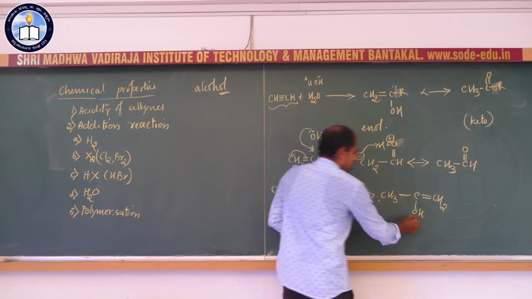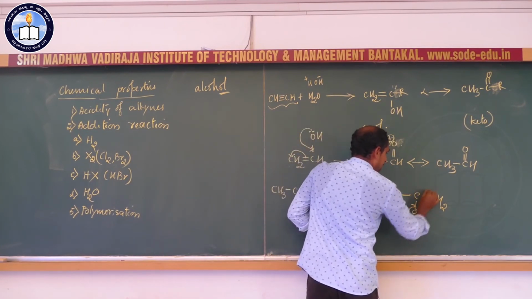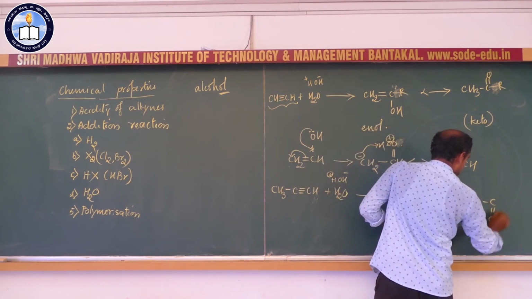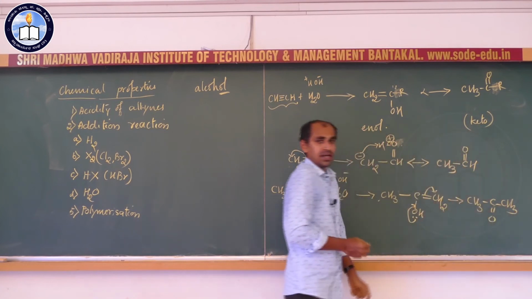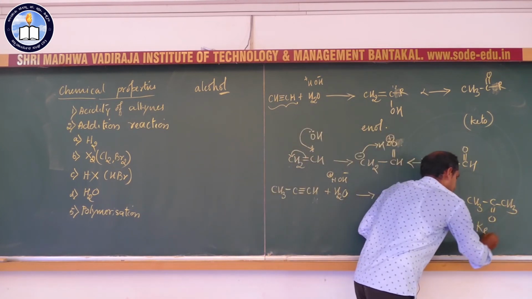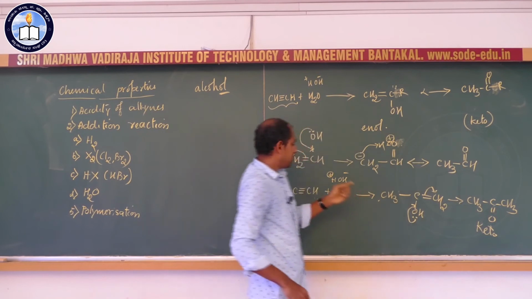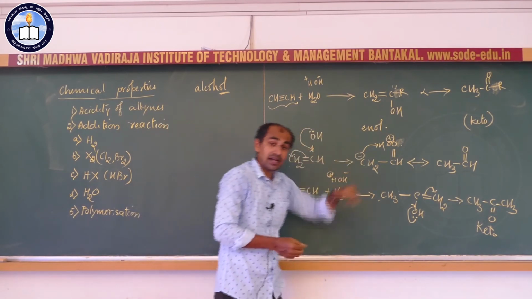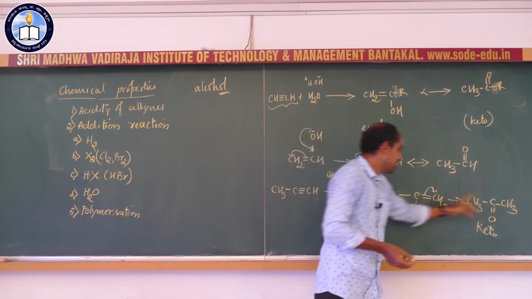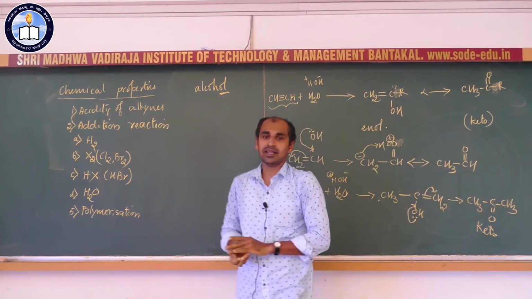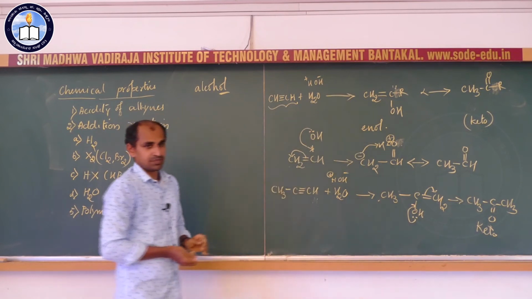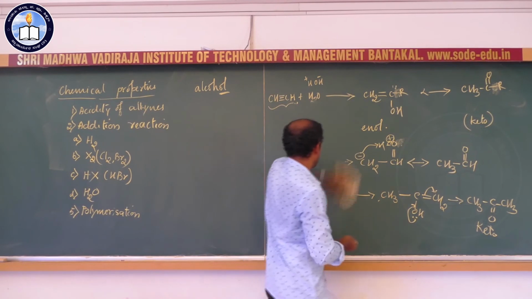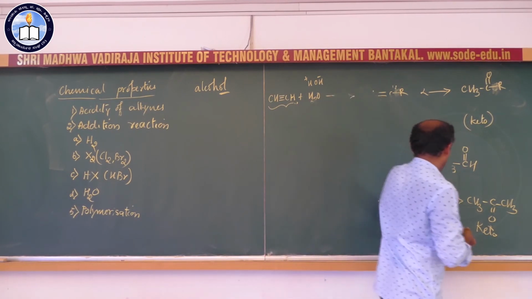Now this enol undergoes tautomerism to give CH3, CO, CH3. It is called a keto group. So here only one molecule of water is added across the multiple bond according to Markovnikov rule, followed by keto-enol tautomerism, and we get the corresponding carbonyl group. So this is the addition of water across the triple bond of alkynes.